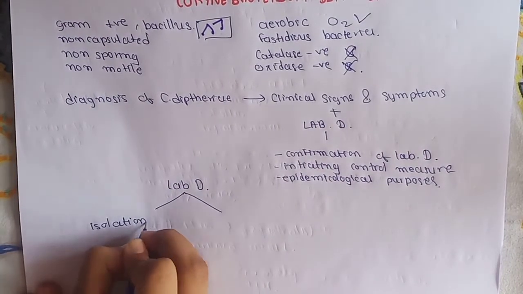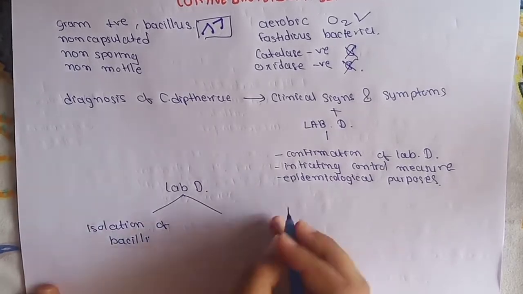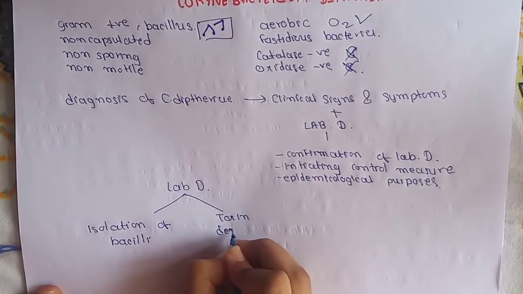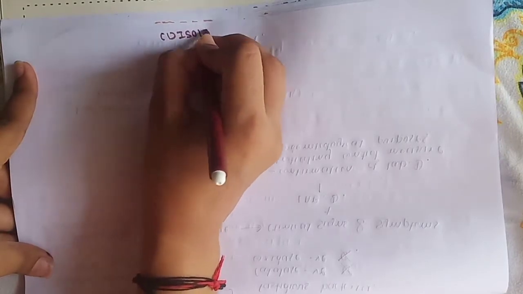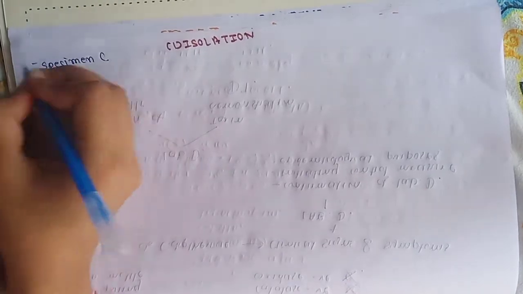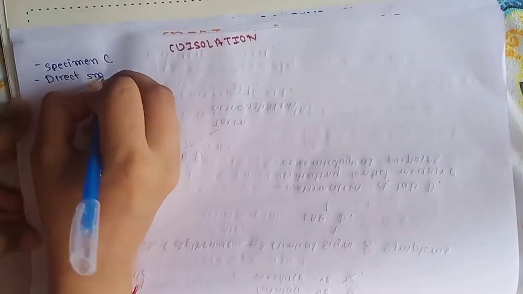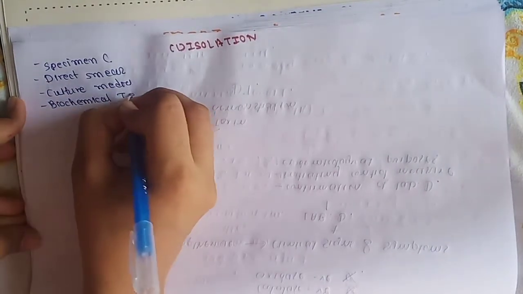Laboratory diagnosis of C. diphtheriae is divided in two. First is isolation of bacilli, and second is toxin demonstration, DT, diphtheria toxin. Let's talk about the first, isolation of bacilli. Isolation of bacilli mainly involves four methods. First is specimen collection, second direct smear microscopy, third culture media, and fourth is biochemical test for the identification.